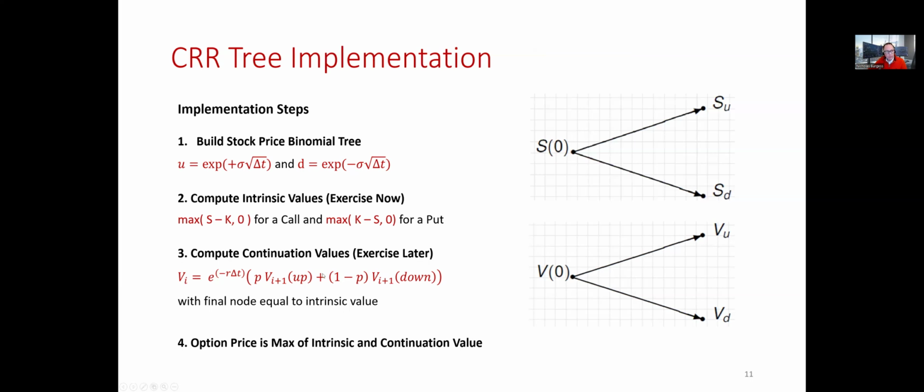Once we have these trees, we compute a stock price tree where we look at the different states of the world and what happens if stock prices go up or down over different time steps. Then we look at the exercise now values at each of those points, and the continuation values at each of those points. The option price is then the maximum of the intrinsic value and the continuation value. That's the maximum of exercising now or exercising later, and that's how we incorporate the option to exercise early. In effect, that's how we price American options.